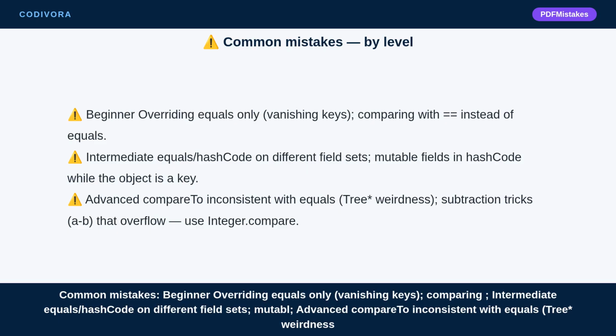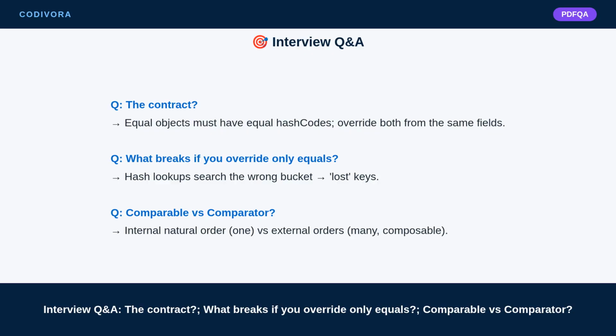Now, the mistakes to avoid, straight from the field. Beginner: overriding equals only, vanishing keys. Comparing with == instead of equals. Intermediate: equals and hashCode on different field sets. Mutable fields in hashCode while the object is a key. Advanced: comparator inconsistent with equals. TreeSet weirdness. Subtraction tricks, a minus b, that overflow. Use Integer.compare.